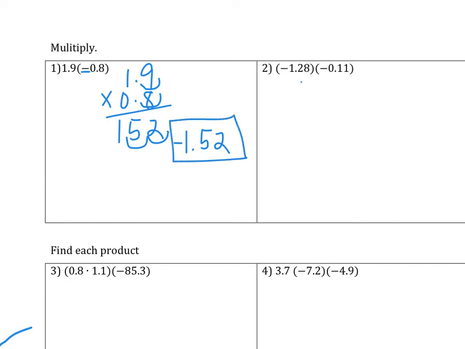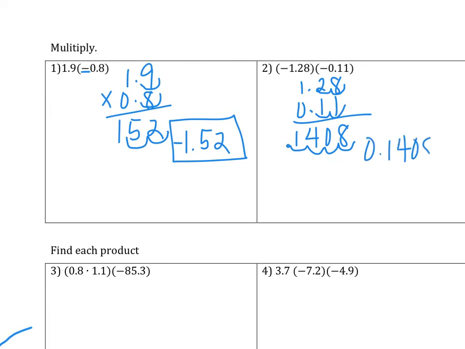Number 2, go ahead and write it out. Do the math on that, and you're going to come up with 1408. Count my decimal places. 1, 2, 3, 4. That would look like 0.1408. Check my signs. I have 2 negatives. A negative times a negative is a positive, so this is going to stay positive.